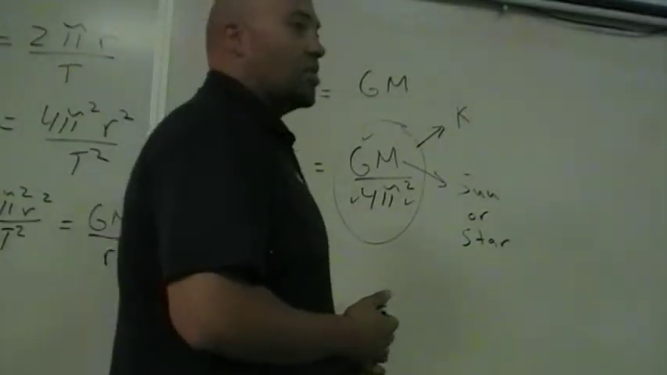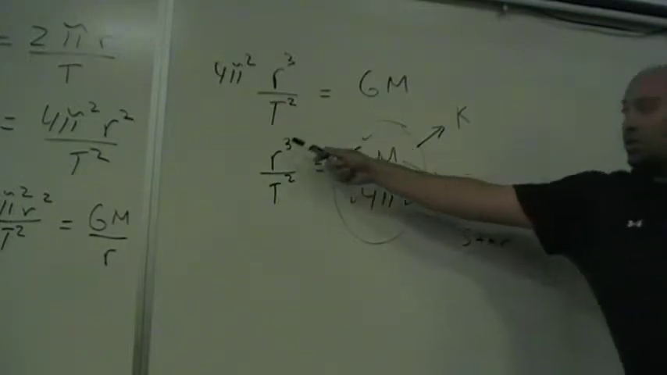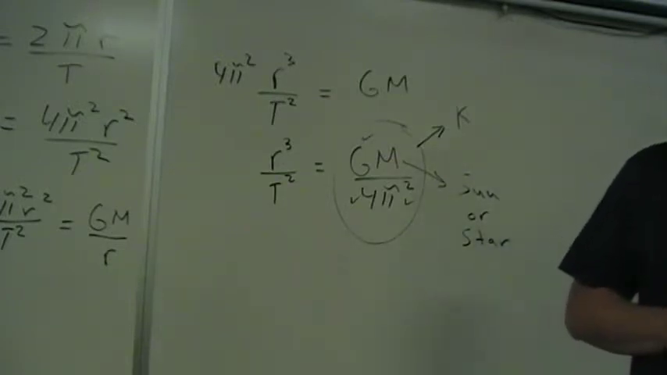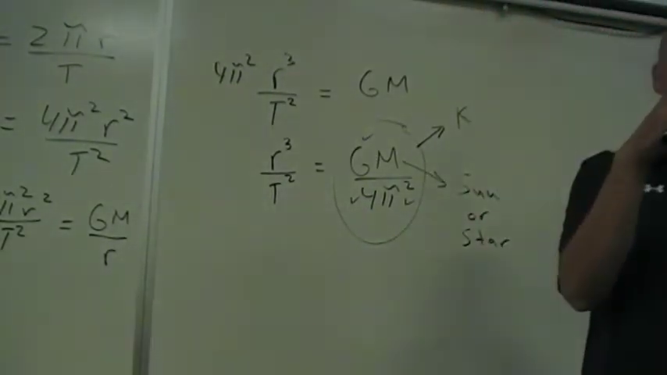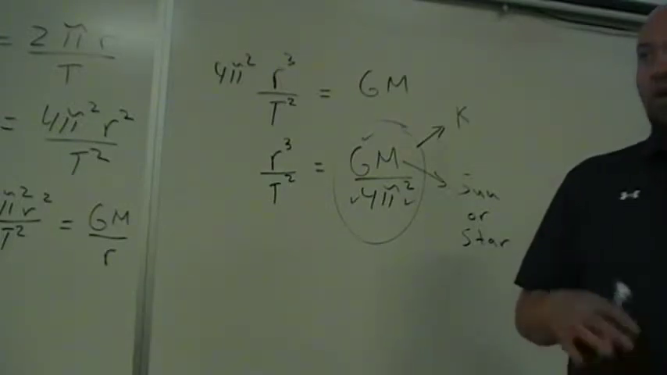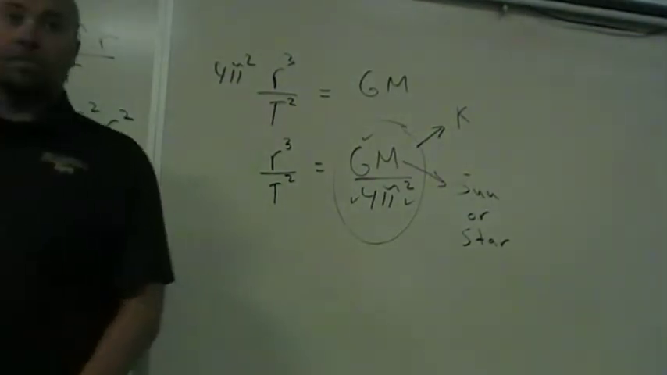Do you guys have any questions on that? So this is the K value, and this is the actual equation. Newton made the assumption that it was pretty much a circular orbit, not an ellipse. It's so close to being a circle that this works.